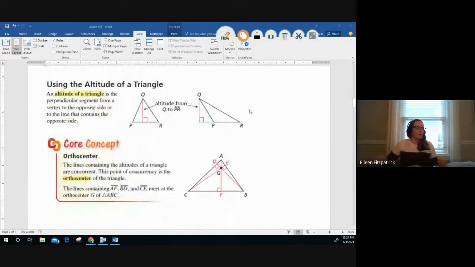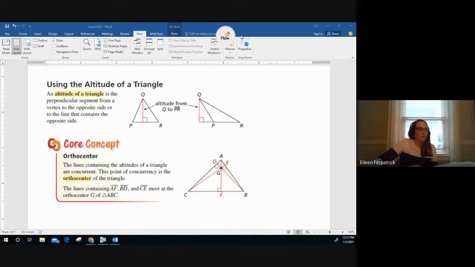Okay, using the altitude of a triangle. An altitude of a triangle is a perpendicular segment from a vertex to the opposite side or to the line that contains the opposite side. So the altitude is going from a vertex and it has to be perpendicular to the opposite side. It does not have to go to the midpoint, although sometimes it will. It just has to be perpendicular to the opposite side.